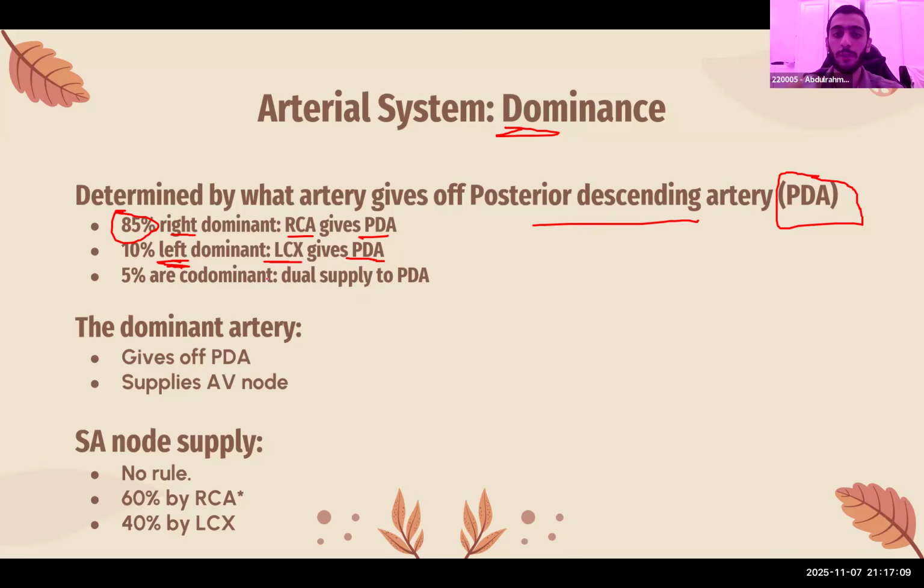Now, why is it important? Because now the dominant artery gives off the PDA. Now, this is most important part. Why? Because the PDA determines the dominance. However, also in these people, the dominant artery is responsible for supplying the AV node.